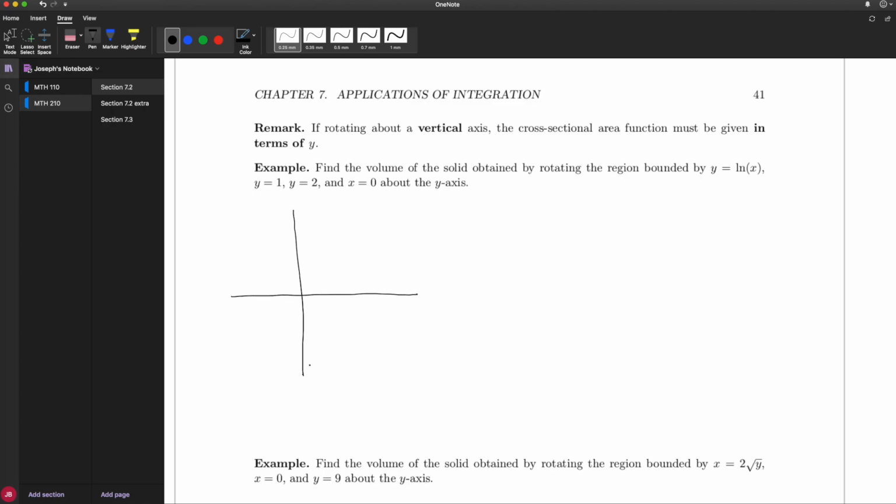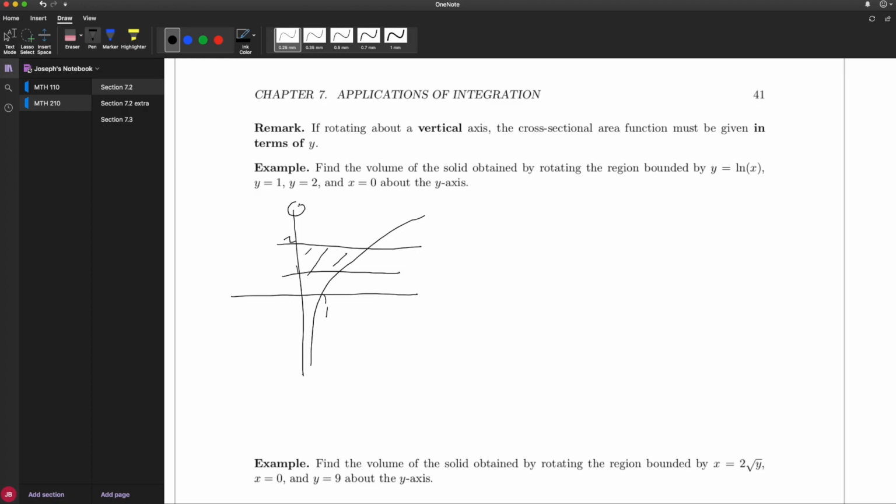As we know, the graph of natural log does something like this, and I guess this would technically be x equals 1 here, okay? And now what we're going to do is we're going to take the line y equals 1, which is, let's say, this line here, the line y equals 2, which is, let's say, this line here. So let's say this is at height 2, this is at height 1. And bear with the drawing, please. And so we see here, this is the region we're going to be rotating about the y-axis.